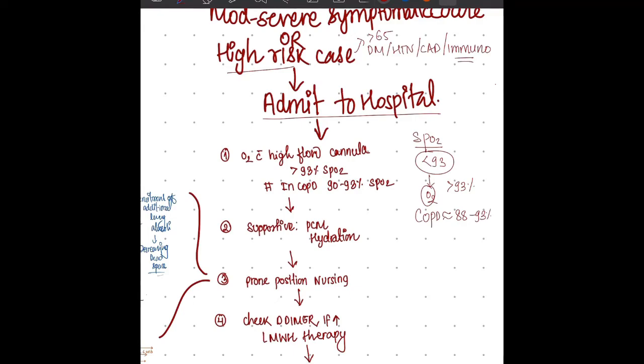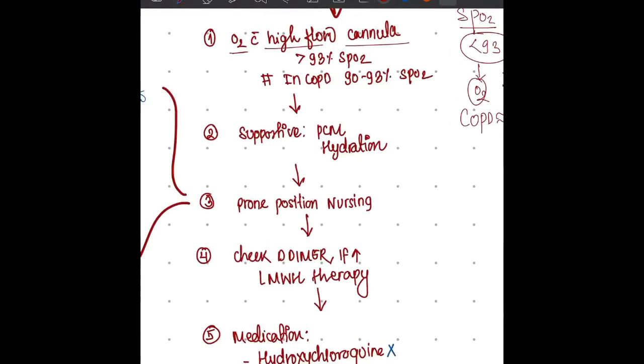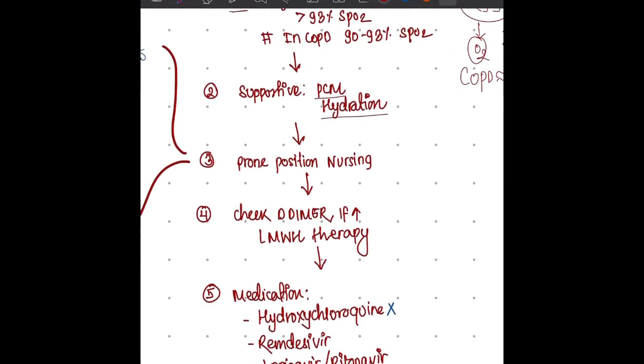Whereas in all other cases, the patient who does not have COPD, try to maintain SpO2 higher than 93%. If SpO2 decreases, start with oxygen through high flow nasal cannula, right? Okay, and the patient also requires other supportive management. So for fever, give paracetamol. Also maintain adequate hydration, right?